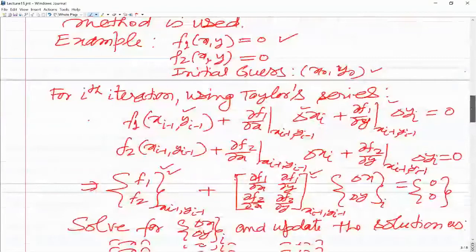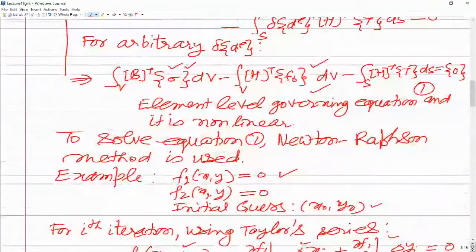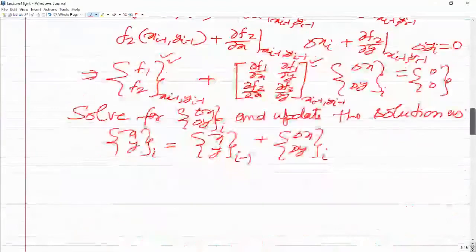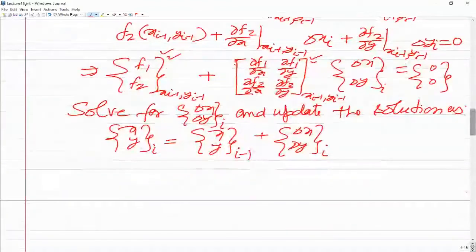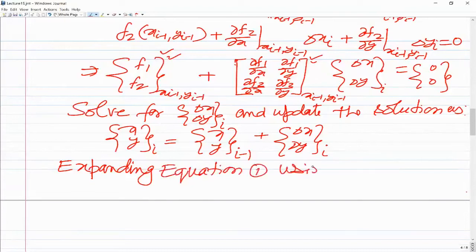Now this equation 1 that we have written here is a nonlinear equation, so we want to solve this. We do the same thing, that is, we use the Taylor series expansion. So coming back to our problem, expanding equation 1 using Taylor series and retaining only the first two terms.